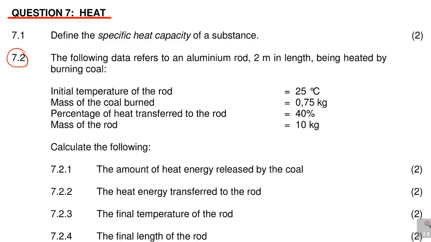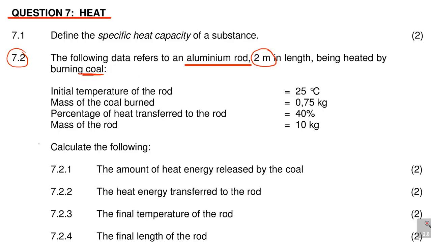It says the following data refers to an aluminium rod. The length of the aluminium rod is 2 meters, being heated by burning coal. So in this case, coal is our other substance. So the data refers to an aluminium rod 2 meters in length, being heated by burning coal.